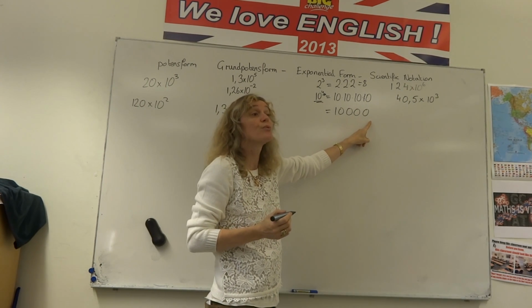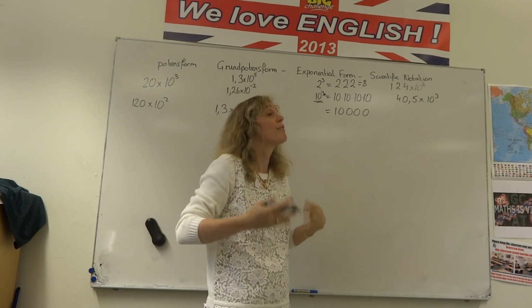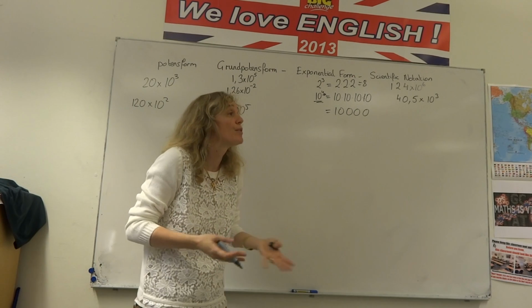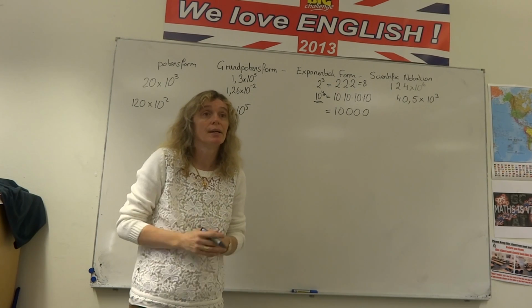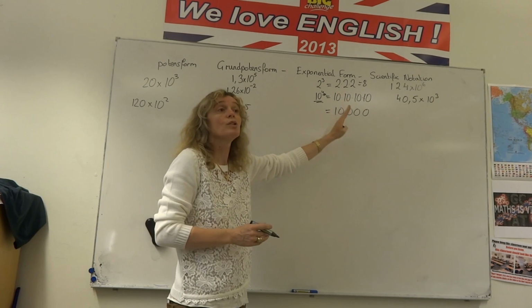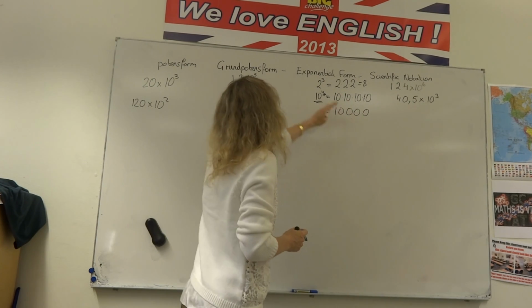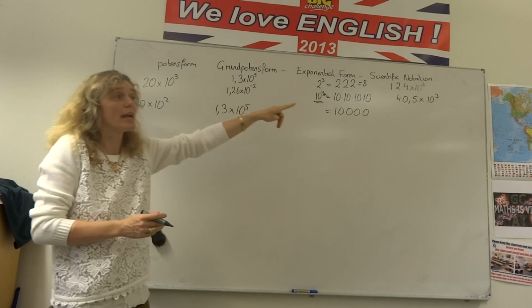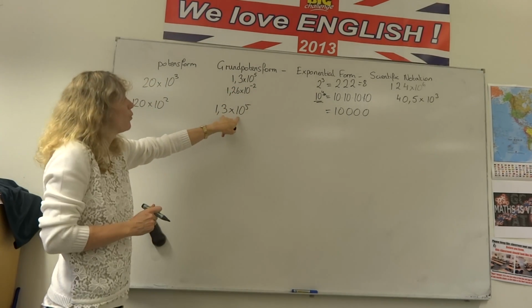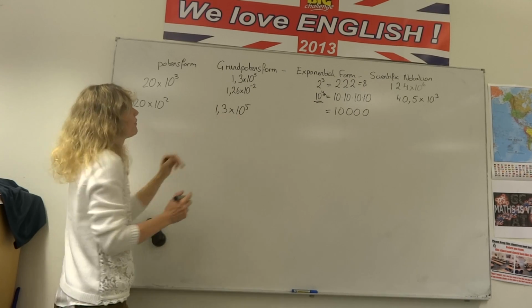Okay? So it's really useful. So 10 to the 3 would have 3 zeros, it would be 1,000. 10 to the 6 would have 6 zeros, it would be 1,000,000. Yeah? So this is the important thing to understand with exponential form. Once you understand exponential form, it makes putting things in scientific notation very easy. Because let's have a look now. What does 1.3 times 10 to the 5 mean?